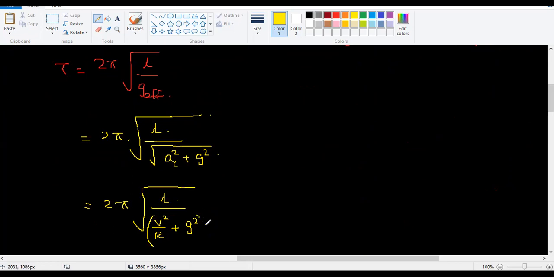this entire thing should be inside another square root, which you can write as 1 by 2. Any questions? Any doubts? No, sir. Okay.